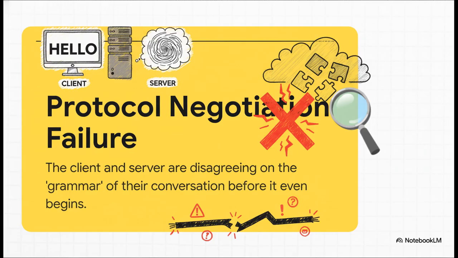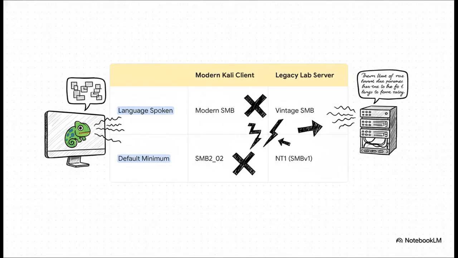That's the whole problem. So here's the conflict in black and white. On one side, you have your modern client. Let's say a brand new Kali install. By default, it wants to speak modern, secure SMB dialects. Its absolute minimum is SMB version 2. But on the other side, that older lab server you're targeting, it's expecting, let's call it, a vintage dialect. It wants NT1, which is really just SMB version 1. And your modern client, out of the box, simply refuses to speak that old, insecure language.